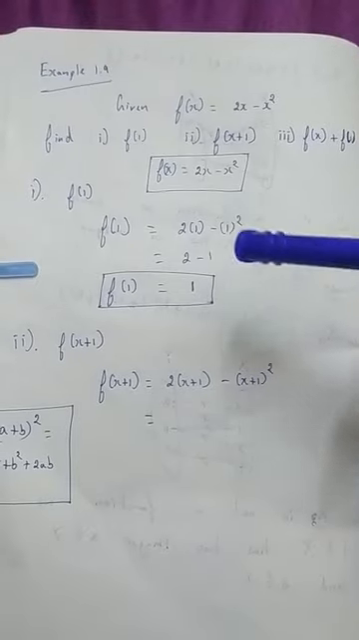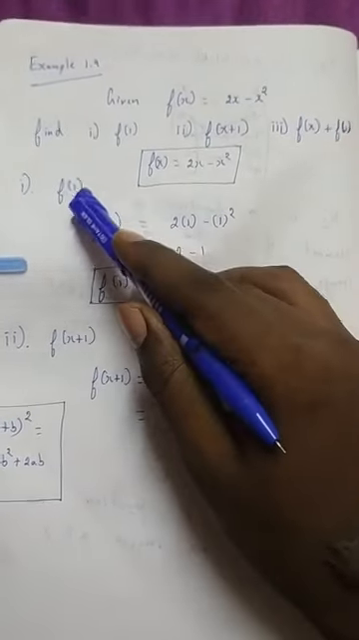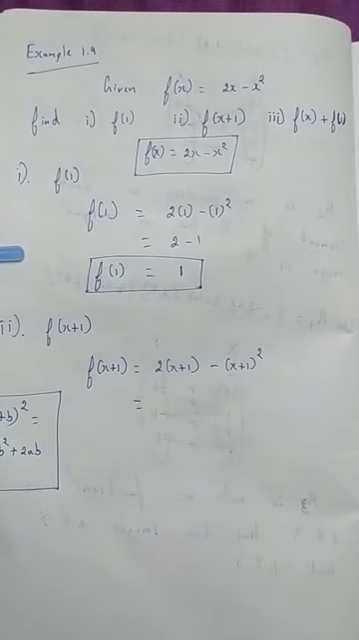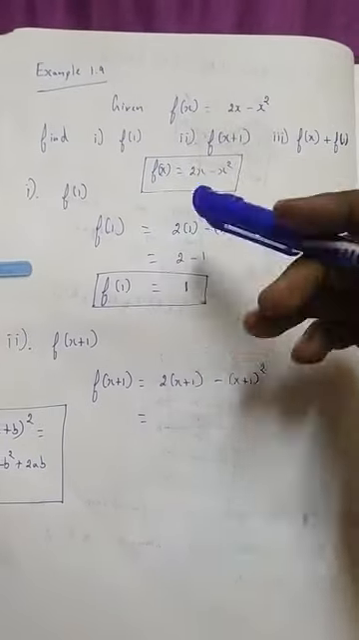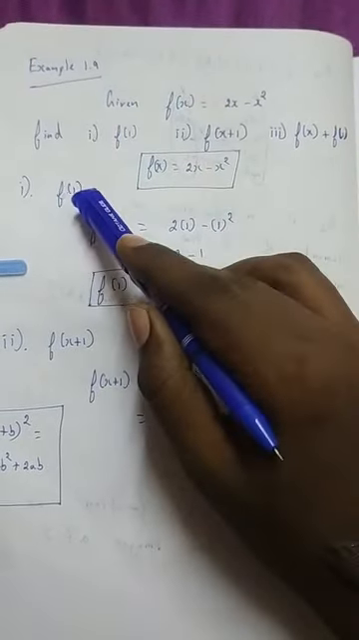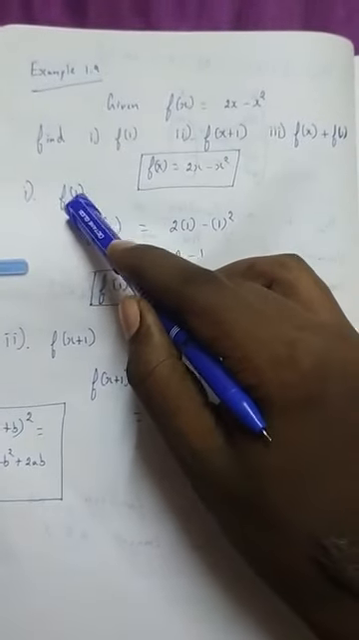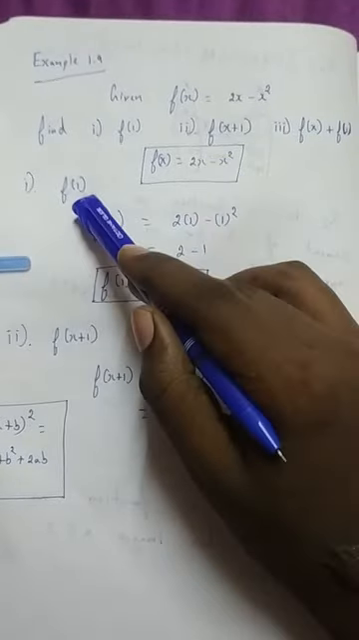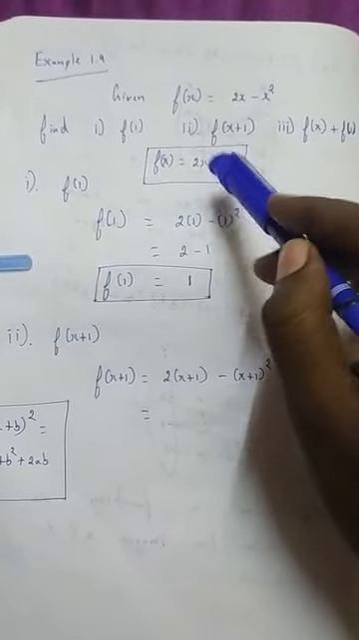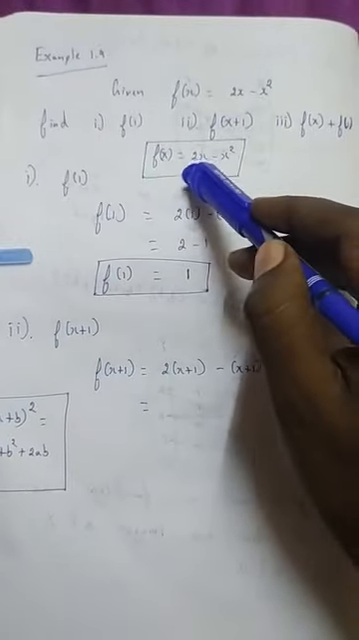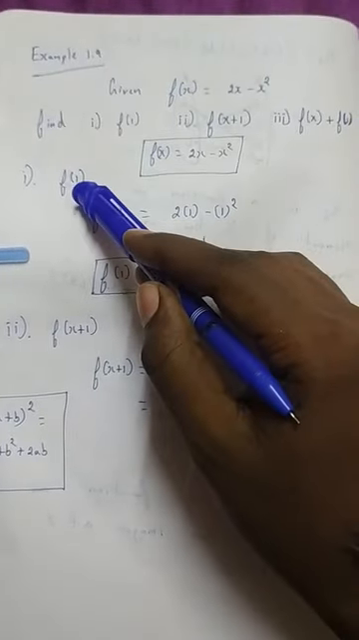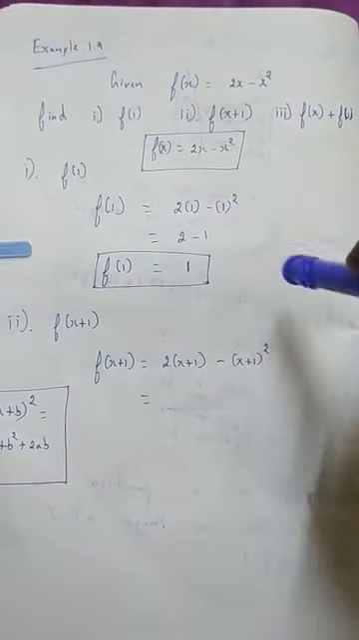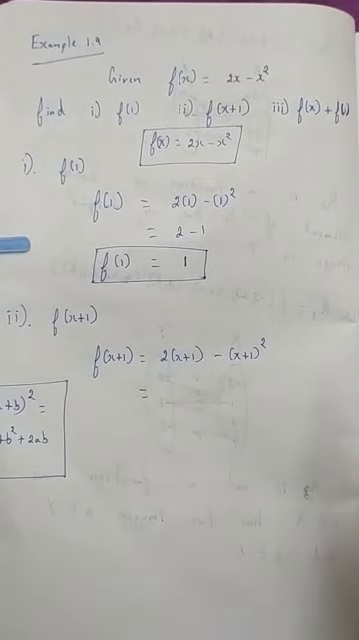F of 1. Already we solved problems like this. So f of 1 means we have to substitute 1 in the place of x. In this equation, f of something means we have to substitute what is inside this bracket. For example, this is f of 1, so we substitute 1 in the place of x. F of 2 means we substitute 2 in the place of x. 3 means 3, 4 means 4. F of y means we substitute y in the place of x. So whatever is given inside this bracket, we have to substitute that value in the place of x in the given equation. That is the concept. First of all, you have to understand this.